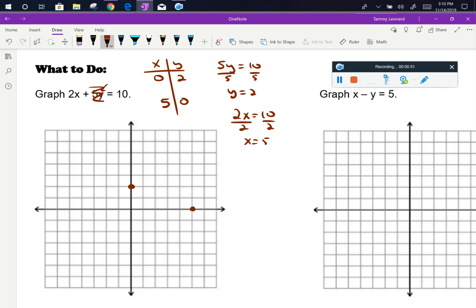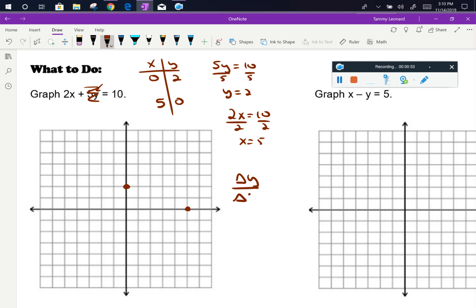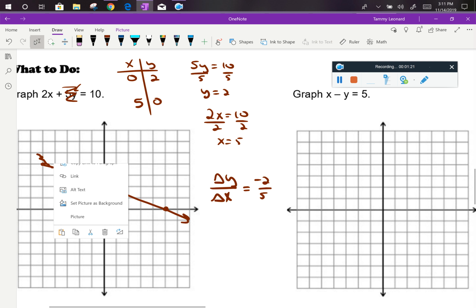Now I've got to check and see what's my change in y over change in x so that I can make sure I graph some more points. Notice from this point I go down 2 and over 5. So my change in y over change in x is negative 2/5. So now I have my slope. Unfortunately, that slope's not going to let me graph all that many points, but I can at least get one more in there. So when I go to draw my line, I'll do the best I can to make it straight, preferably using a ruler. Unfortunately, that's not really possible on the glass computer screen.